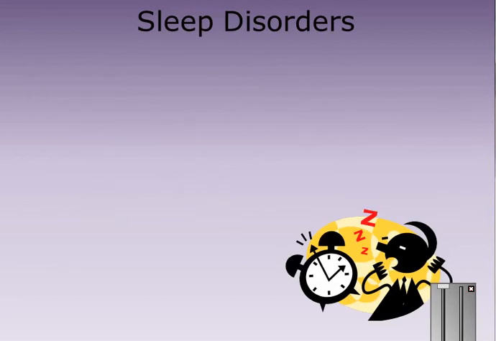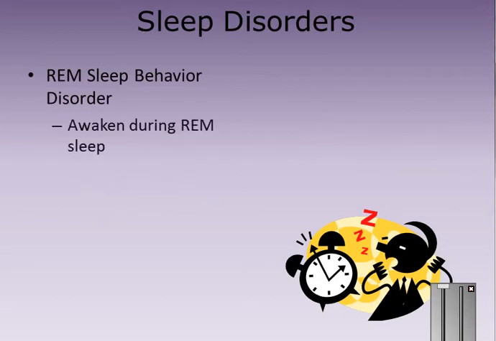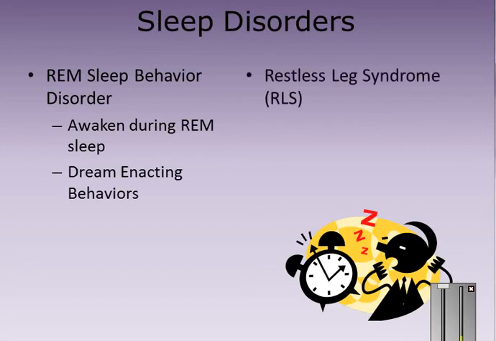REM sleep behavior disorder is characterized by repeatedly waking up during REM sleep. This may include vocalizations or complex motor behaviors. This is often called dream enacting behaviors. Behaviors might include running, punching, thrusting, hitting, kicking, or falling out of bed due to physical movements. While rare, it can be very difficult to treat.